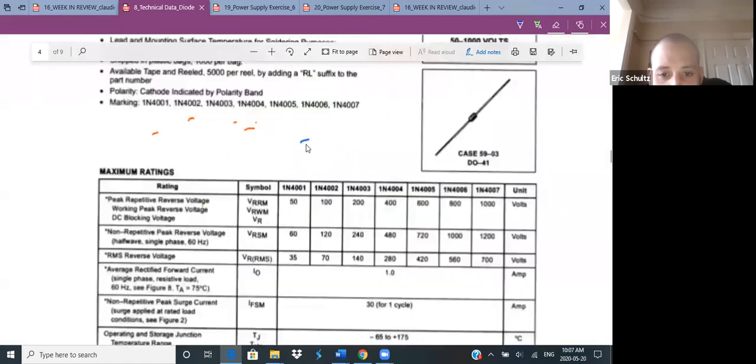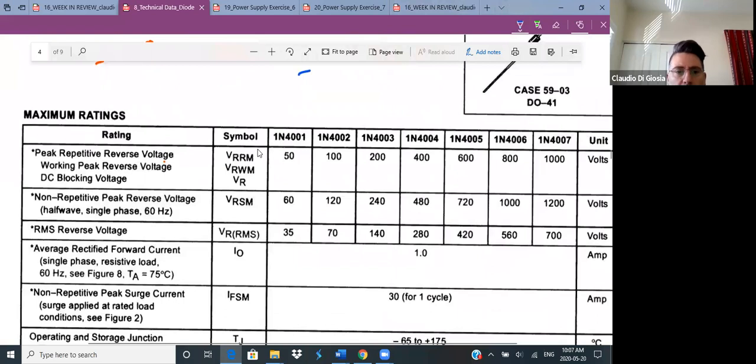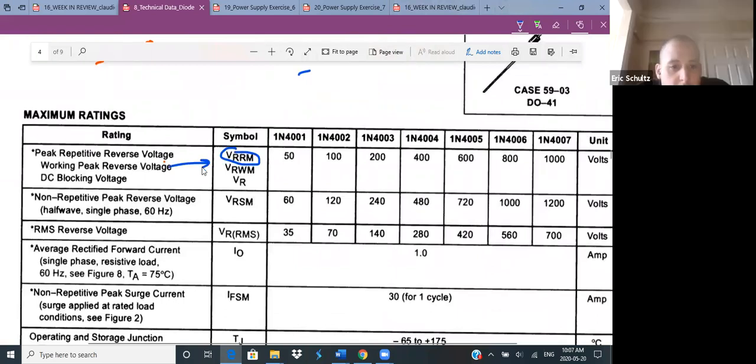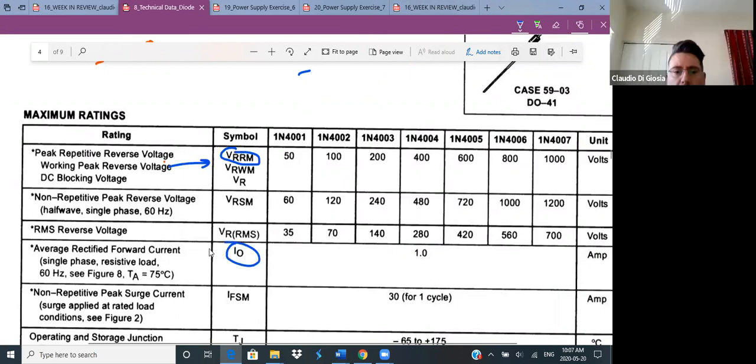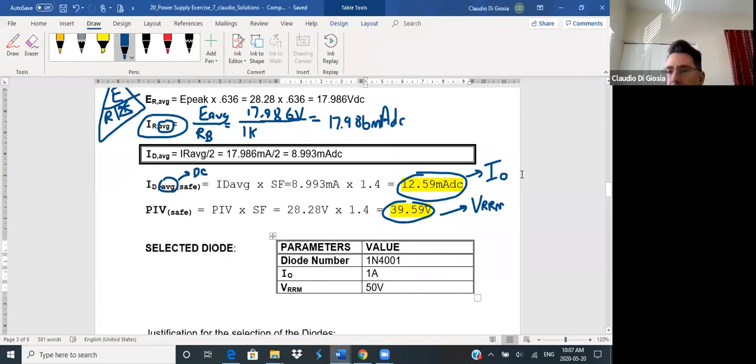Okay. All right. So what we're using here is, see this VRRM? This whole row is VRRM. This whole row here is IO. So let's just go back here. Like I said, IO, VRRM.